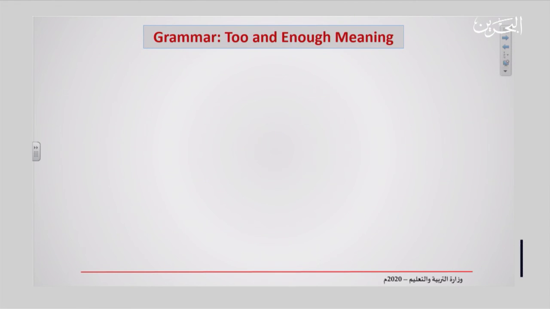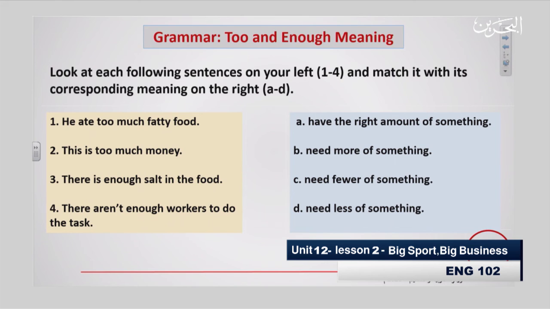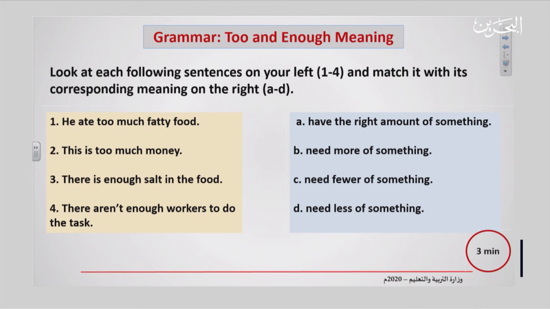Now, since we've learned words related to business, charity, sports, and we have looked at a reading text, now let's move to grammar. And today we're going to talk about to and enough. But let's understand their meaning even more by doing this exercise. So we have sentences here on the left from 1 to 4 and sentences from A to D explaining the meaning of these sentences. I will give you 3 minutes to match the sentence with the meaning, and then I will share the model answer with you.